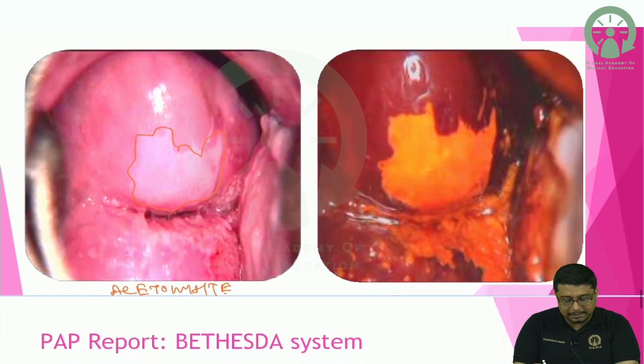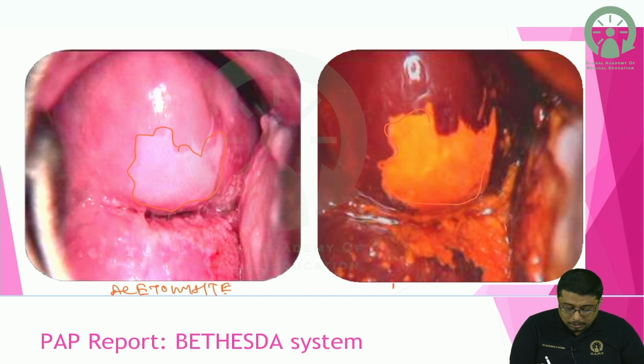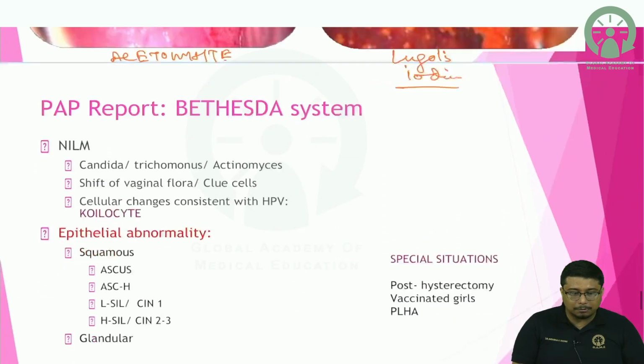And if you see this one, the same area on giving Lugol's iodine, this area has not taken the color of the iodine, because a character of cancer is sugar hunger. So in this area where cancer is developing, the glycogen is used up. That's why it is not stained with Lugol's iodine. Understood? So, how to report PAP?